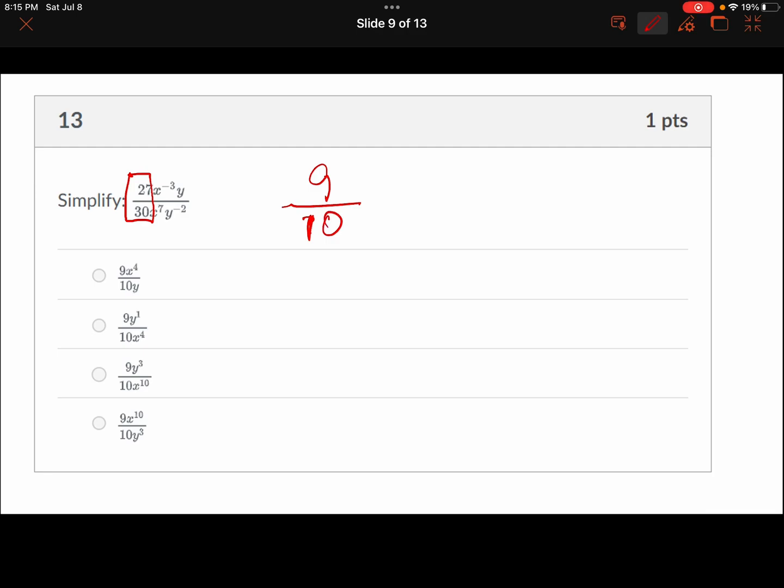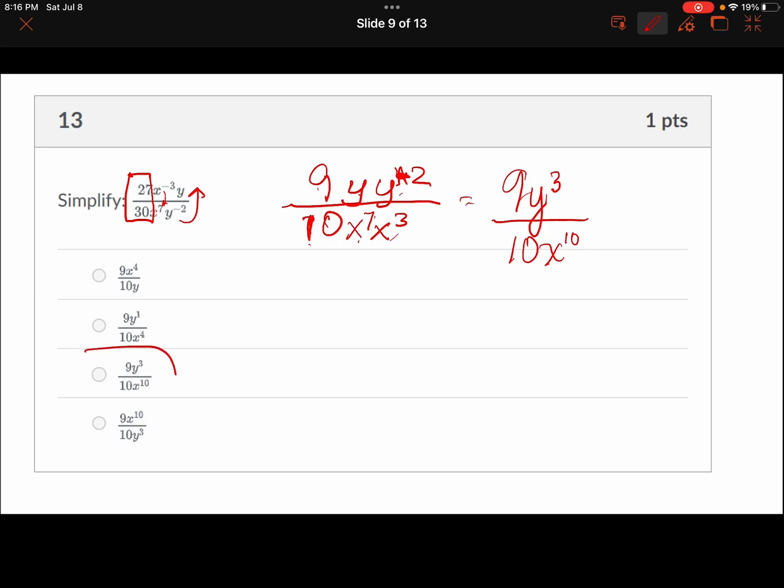Remember what I said about negative exponents? Move them around. So this x to the negative 3 is going to go down. So I'm going to have x to the 7th and x to the 3rd because it moved down. This y to the 2nd is going to come up, so it's going to be y and y to the negative 2. Oh, not negative 2 anymore. Positive 2 because I moved it. So erase that. So I'm going to simplify. 9 times y squared is going to give me 9y cubed. And 10 x to the 7, x to the third is going to give me 10 x to the 10th. That's what we're looking at right there.